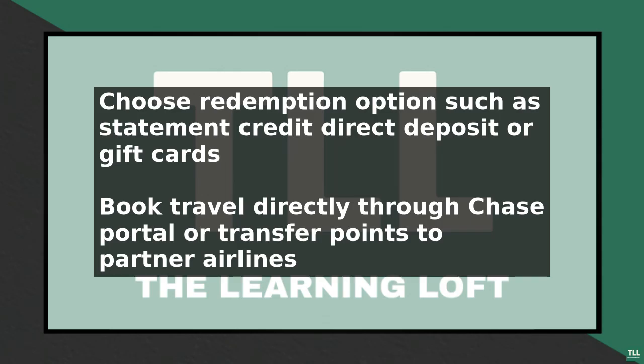Next, choose your redemption option. If you have a cashback card, you can redeem your rewards for a statement credit, direct deposit, or gift cards. For travel cards, you can book travel directly through the Chase portal or transfer your points to partner airlines or hotels. Some cards also offer exclusive experiences, such as concert tickets or sporting events.